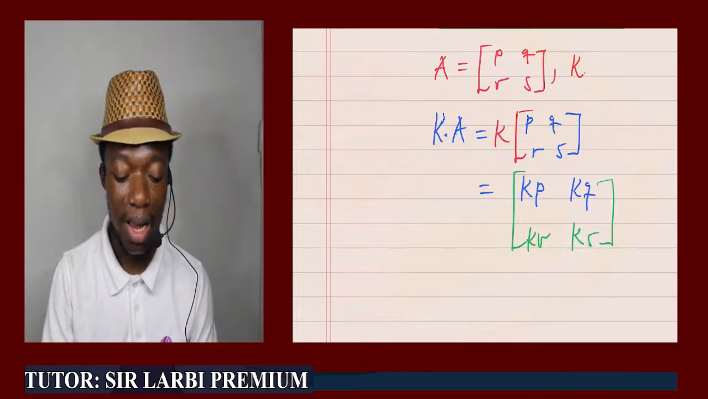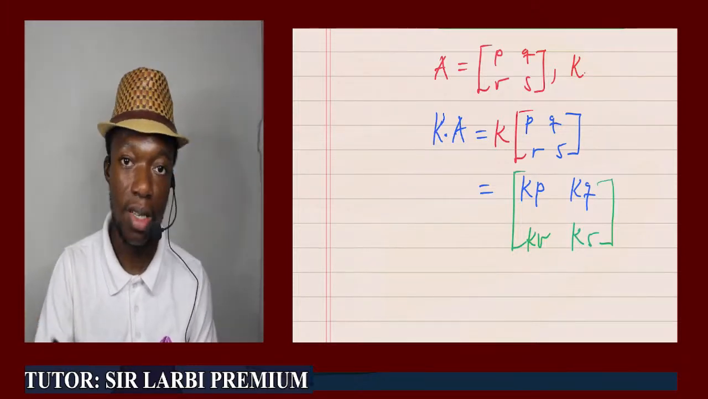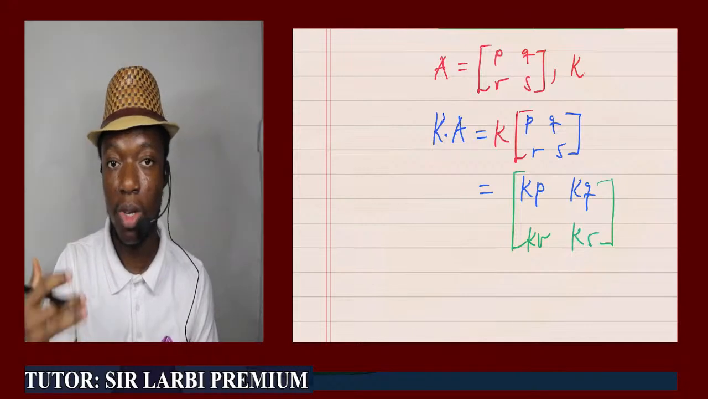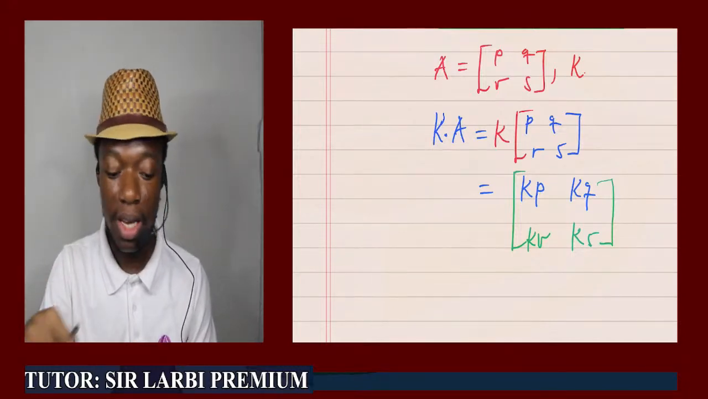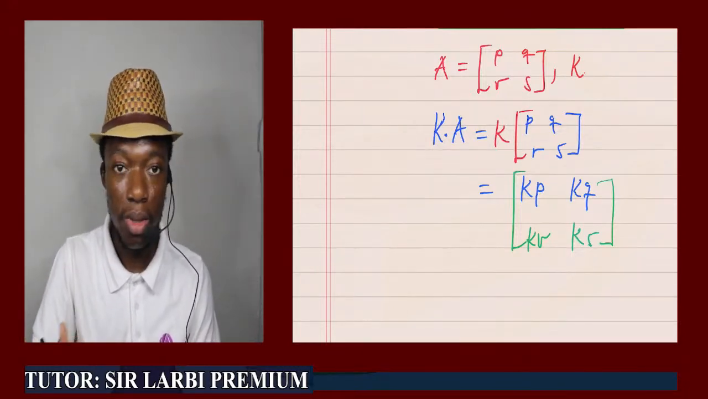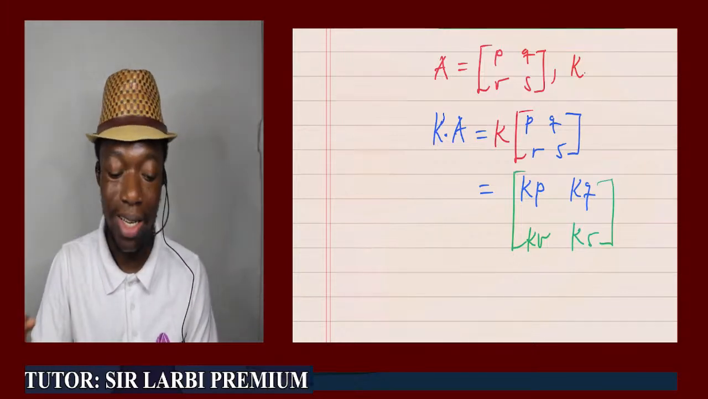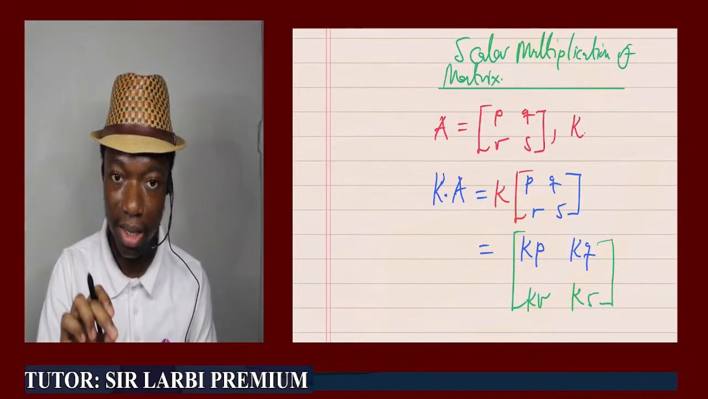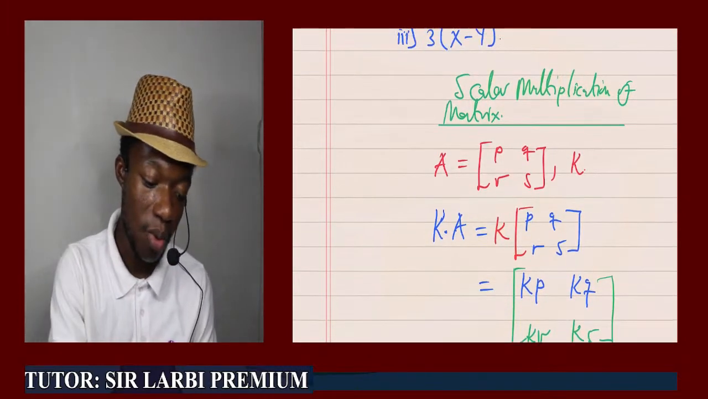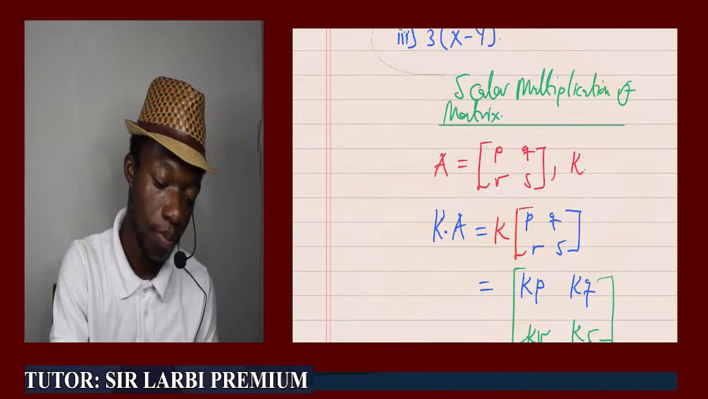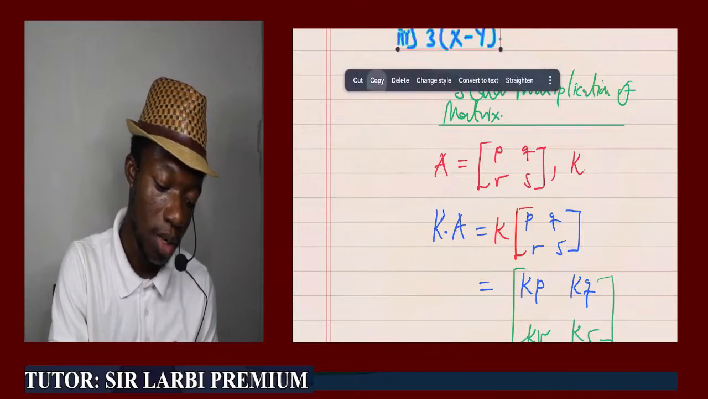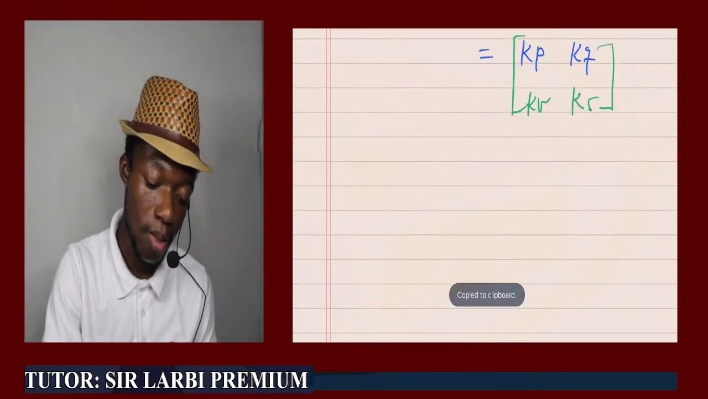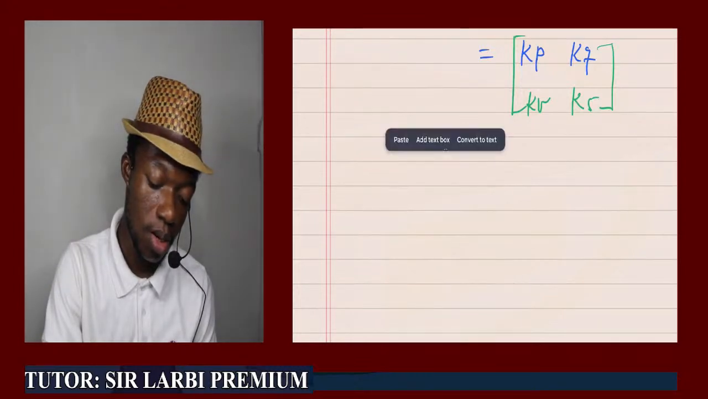A scalar can be a whole number, a fraction, or a decimal. Just use it to multiply the individual elements within the rectangular array, whether it's 2 by 2, 3 by 3, or whatever the order or size of the matrix. So that is a scalar. Let's get back to our example that we're discussing here.